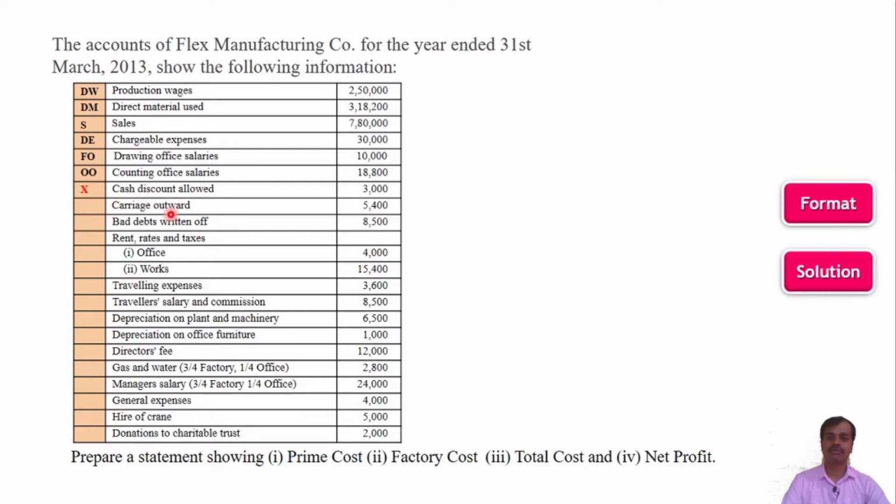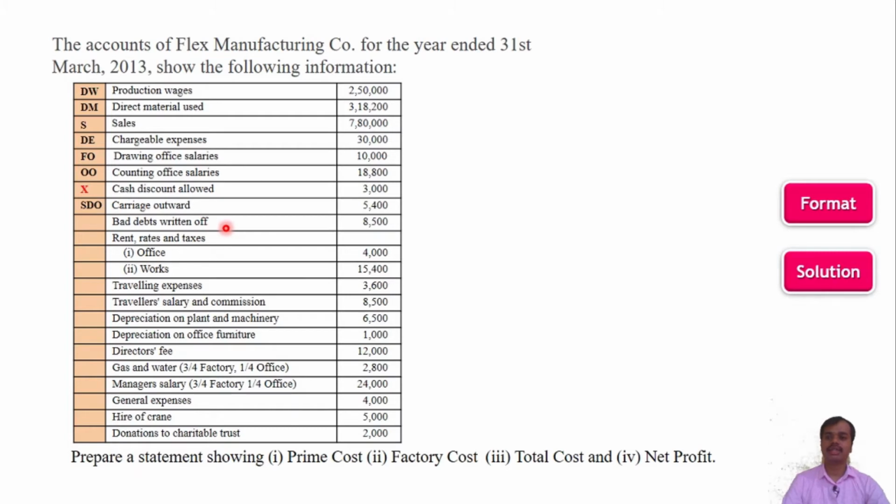There are two types: carriage inward and carriage outward. Carriage inward means when we bring the material from outside of the factory into the factory, then we have to pay the carriage inward. And when our finished products are sent into the market, then we have to pay carriage outward. So carriage outward expenses or cost is related with the selling and distribution overheads.